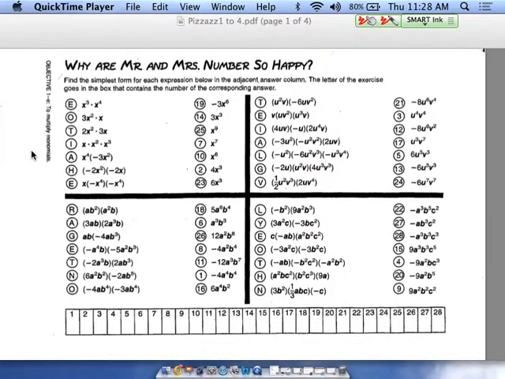Okay, since we have limited time in class, let's go ahead and talk about some of the homework. And this is the Pizzazz number 1. Pizzazz 1. And the little riddle is they are going to have a little one.